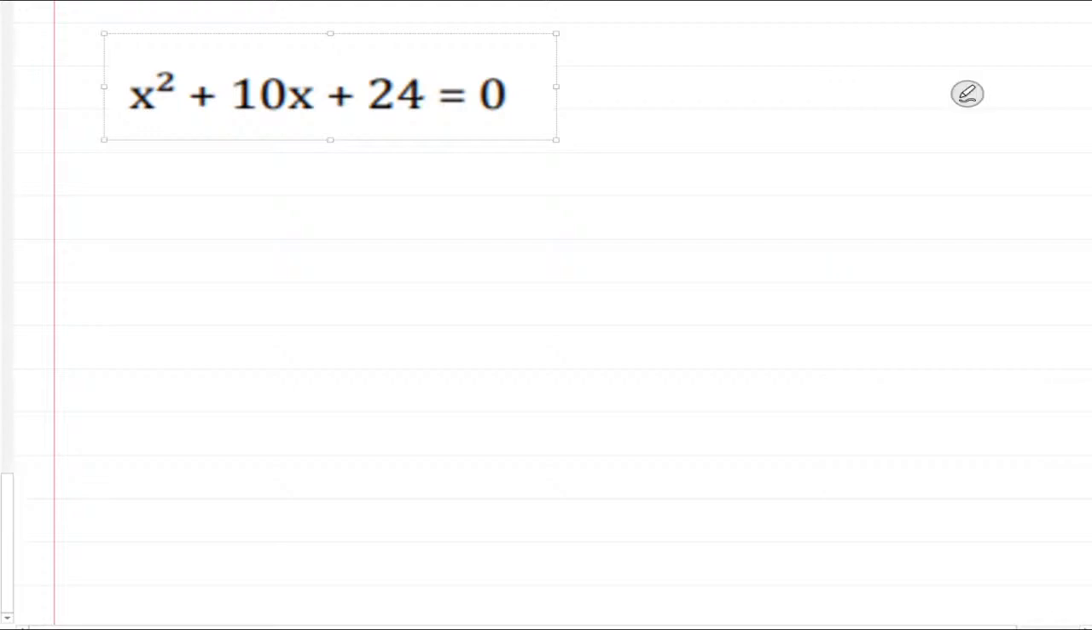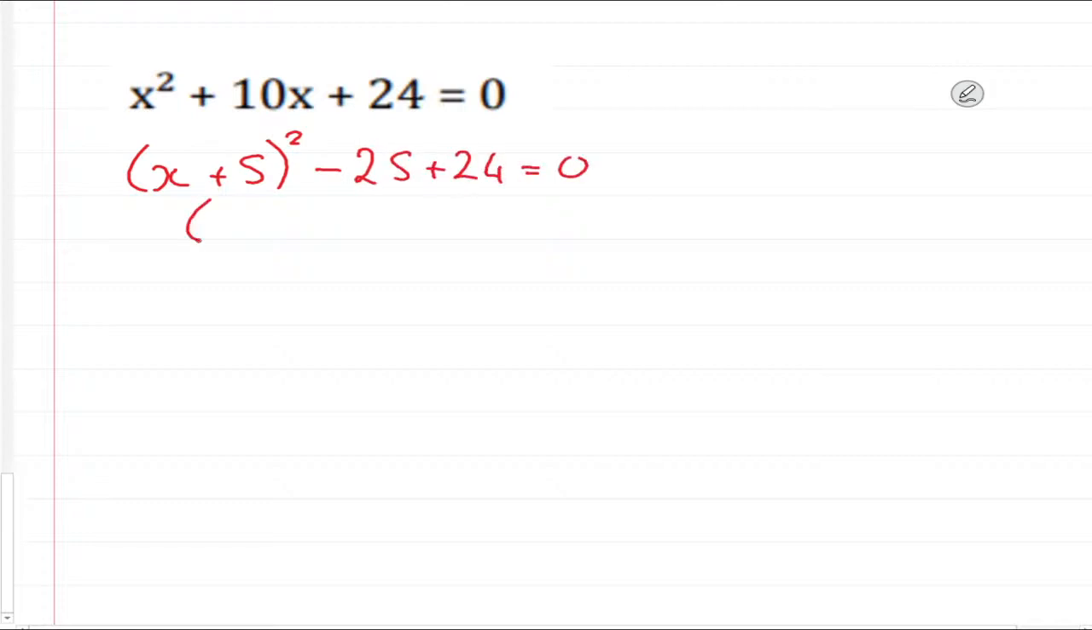What's the first thing I need to do here? Half the middle number. So it's going to be x plus 5 all squared minus 25 plus 24 is equal to 0. Simplify that, I get what? Minus 1 is equal to 0. Then what? Take the 1 over. So it's going to be x plus 5 all squared is equal to 1. Next, what's my next step?